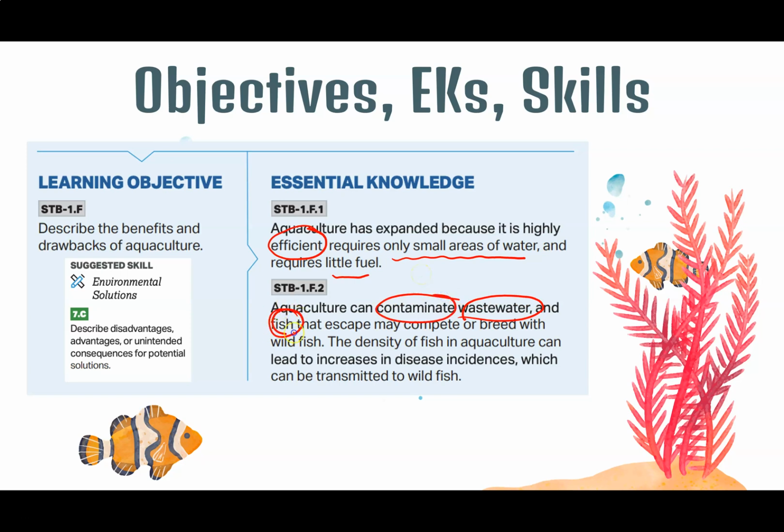Some fish can escape, and you say to yourself, well, who cares about that? But when they get out, they may compete and/or breed with the wild fish, which could lead to problems moving forward in the wild fish population. And unfortunately, they may carry with them some diseases that maybe they picked up in captivity. So let's take a look at them. This, once again, is a very short section.